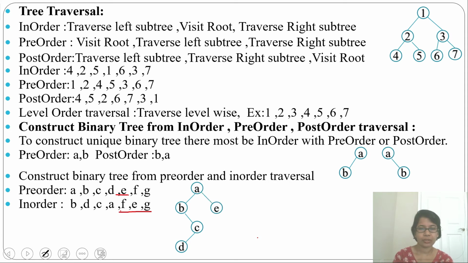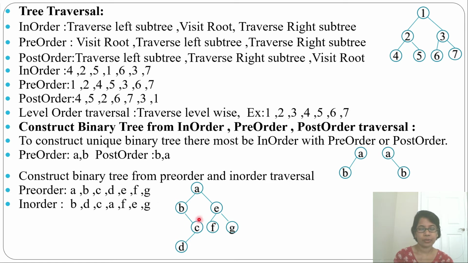So now just construct E. Now check whether F and G are its left child or right child. In in-order, F is present left of E and G is present right of E, which means F is the left child of E and G is the right child of E. So now construct F as the left child and G as the right child. Now we have constructed the tree from this pre-order and in-order.